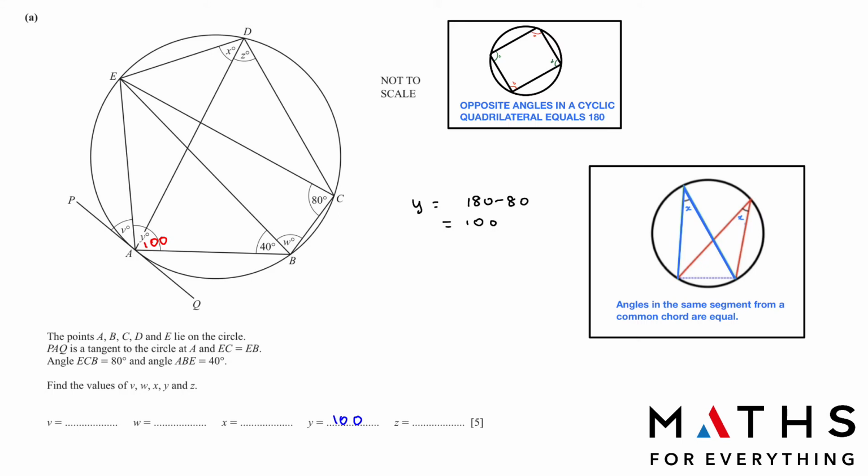40 is here. It starts from E and it touches B. Now from the same points, do we have any angles? Yes, we do. D. So this is the same: angles in the same segment from a common chord are equal. So if this is 40, this is also going to be 40. So X is 40.